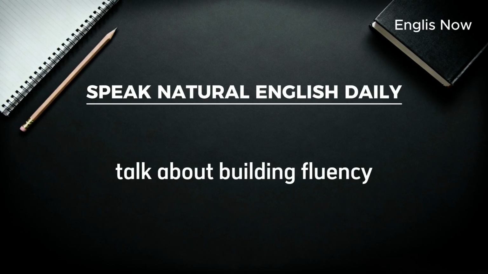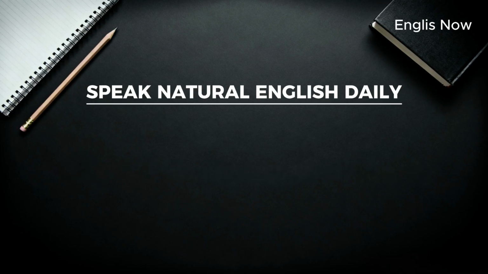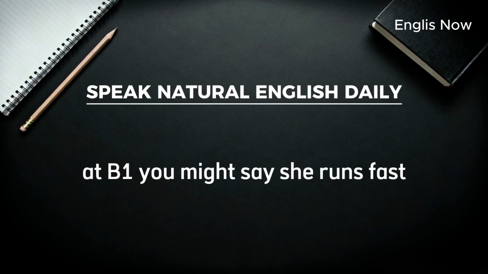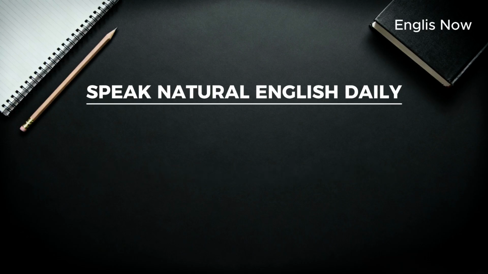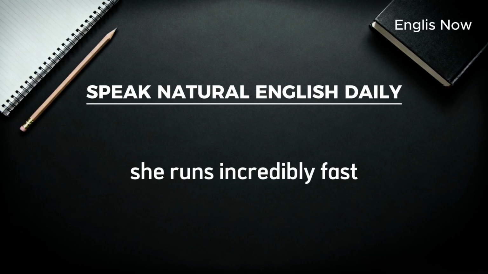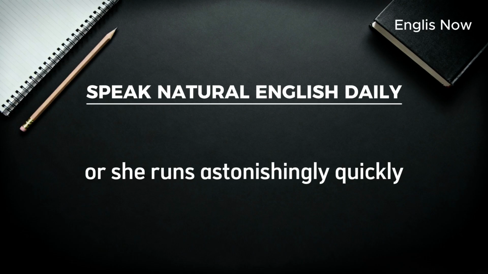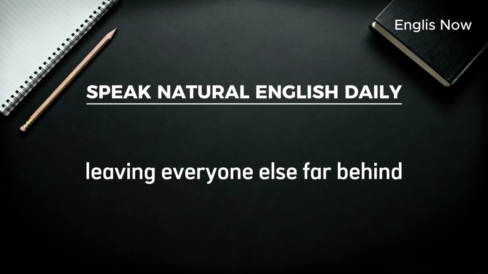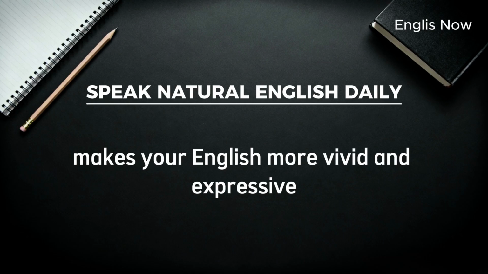Now let's talk about building fluency with advanced adjectives and adverbs. At B1, you might say, "She runs fast." At C2, you can expand. "She runs incredibly fast, with remarkable strength and stamina." Or, "She runs astonishingly quickly, leaving everyone else far behind." Adding stronger adverbs and adjectives makes your English more vivid and expressive.